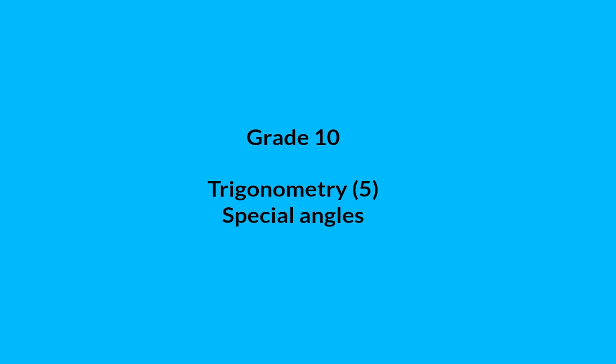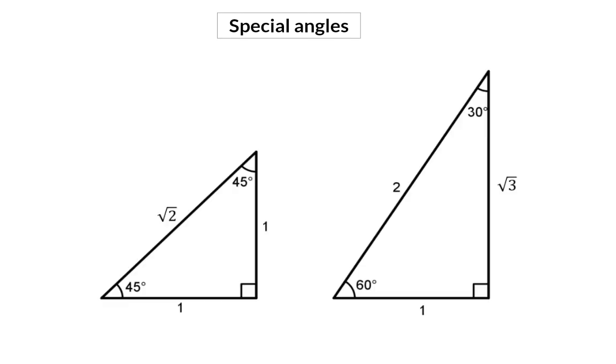In this video, we're going to have a look at three special angles. Right-angled triangles that have a 30, 45, or 60-degree angle have ratios that can easily be determined without using a calculator. And that is why you are expected to know these triangles and be able to determine the ratios without a calculator.